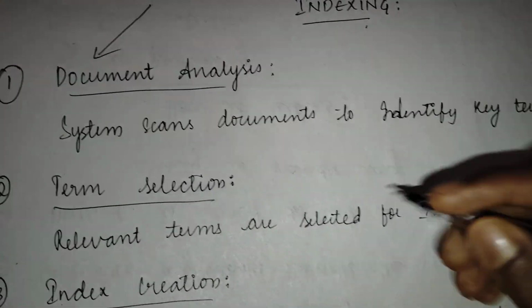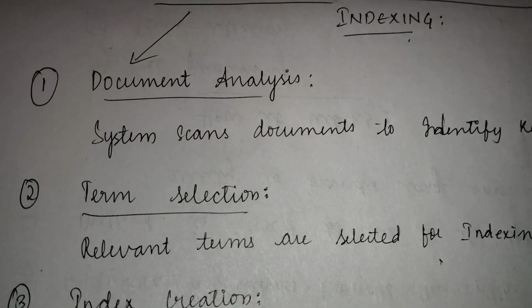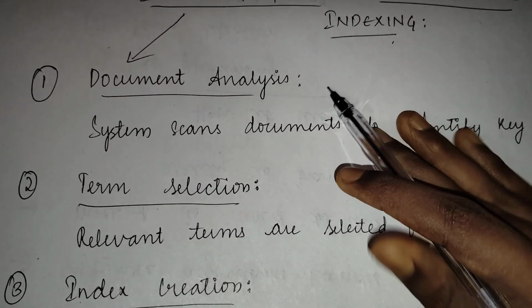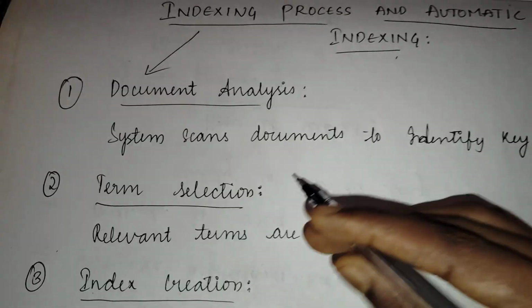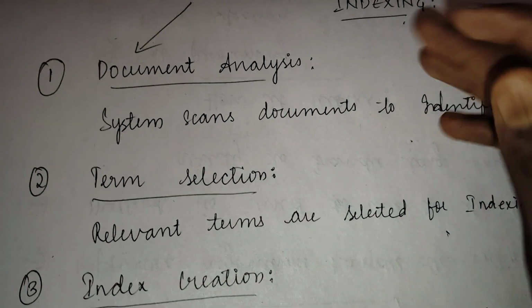Now let's get into the actual process of indexing and how this automatic indexing actually works. Okay, this is unit number 2 in IRS. If you haven't seen the previous videos, you can check the playlist that we have made. Okay, now when it comes to indexing process, basically this indexing process involves several steps.